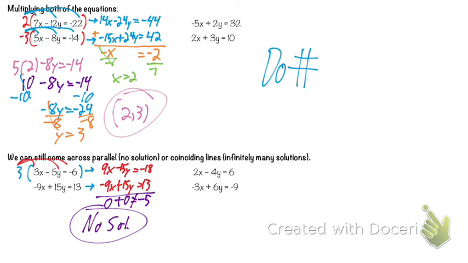It's on the top right of the board as well if you need it. Do numbers 2, 4, 6, 8.